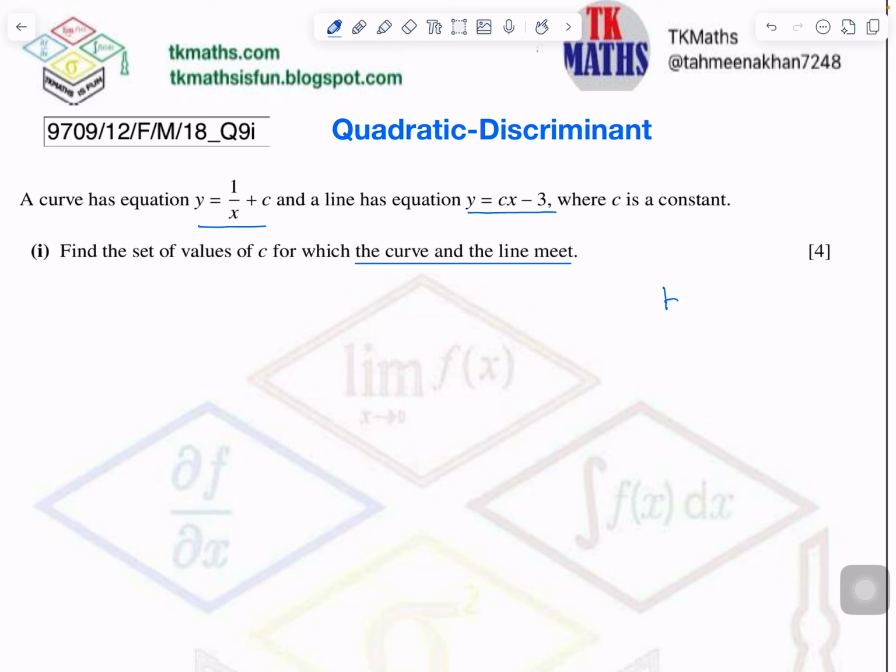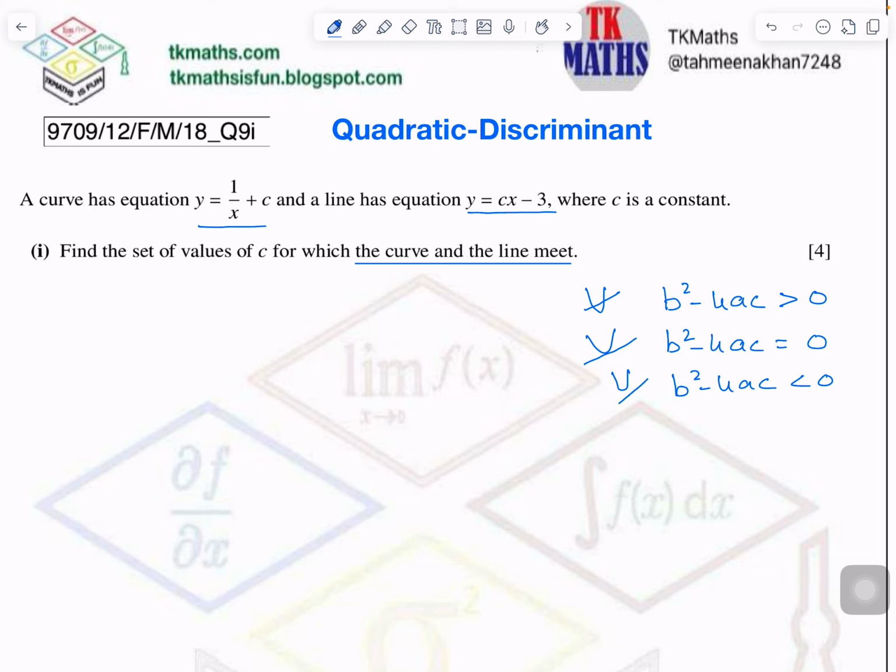You have learned that in the discriminant, which is b square minus 4ac, there are 3 conditions. If it is greater than 0, it means the curve and the line are meeting at 2 points. If b square minus 4ac equals 0, then the curve and line are just touching. It means the line is a tangent to the curve. If b square minus 4ac is less than 0, then the line and curve are not meeting.